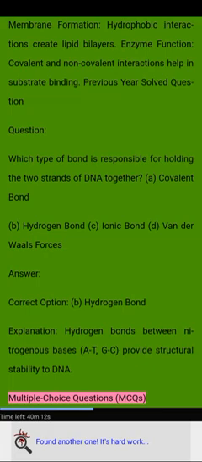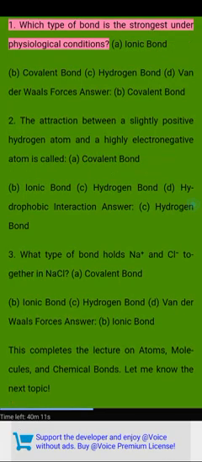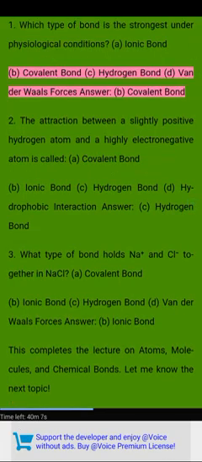Multiple choice questions, MCQs. 1. Which type of bond is the strongest under physiological conditions? A. Ionic bond. B. Covalent bond. C. Hydrogen bond. D. Van der Waals forces. Answer: B. Covalent bond.